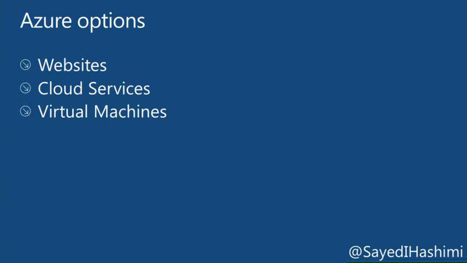We've also got cloud services. So cloud services are a really great option for multi-tiered applications. With cloud services, you can create two types of roles. You can create a web role if the primary responsibility is to serve web content. You can also create a worker role if the primary responsibility of that role is to process background jobs or pull information off of a queue. We will talk a little bit more about cloud services later on in the talk.